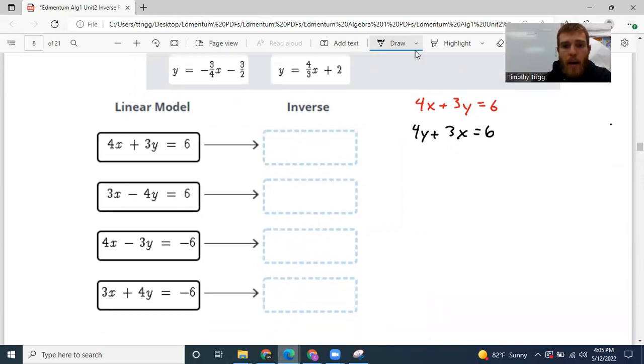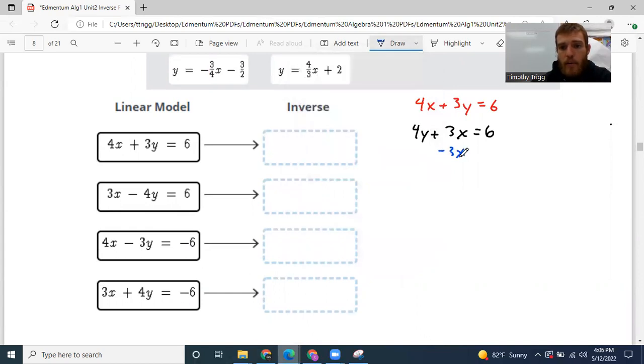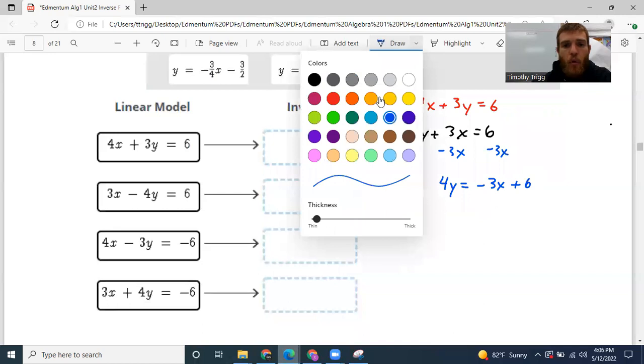To help us get y by itself, we're going to go ahead and subtract 3x both sides of the equation, giving us that 4y equals negative 3x plus 6. I like to put my x's in front of my constants. Lastly, divide both sides by 4.